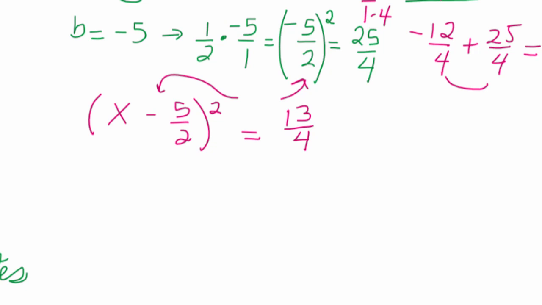If you said square root property, you're right. And then we're going to remember that plus or minus, right? On the right-hand side. So square root plus or minus square root. So here we get x minus 5/2.